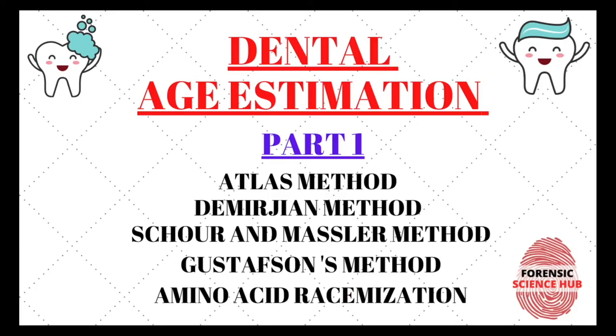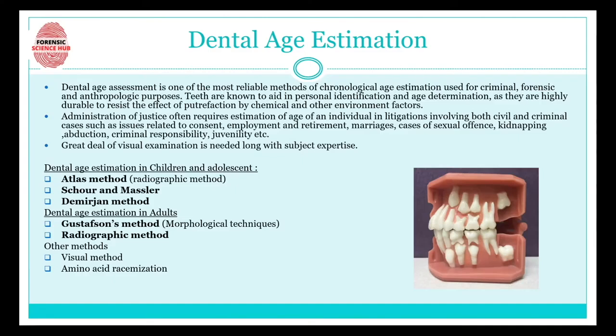Now, a few methods by which we can determine the age of a person by using his or her teeth. So let's get started. Dental age assessment is one of the most reliable methods of chronological age estimation used for criminal, forensic, and anthropologic purposes. Teeth are known to aid in personal identification and age determination, as they are highly durable to resist the effect of putrefaction by chemical and other environmental factors. So teeth can help us know the age of a person even after death.